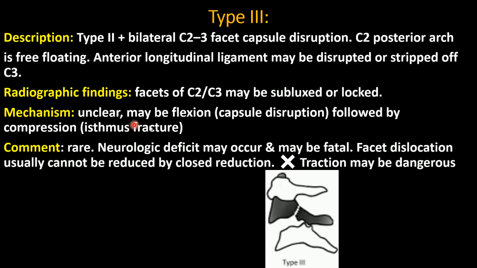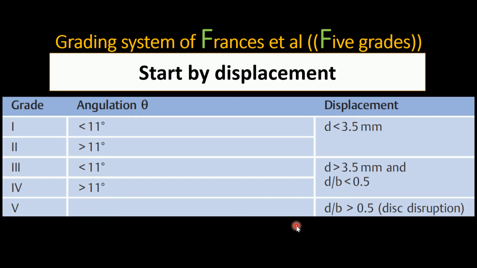The mechanism is unclear and may be flexion, caused capsule disruption, followed by compression caused isthmus fracture. It is rare, neurologic deficit may occur and may be fatal. Facet dislocation usually cannot be reduced by closed reduction, and traction is contraindicated because it is dangerous.